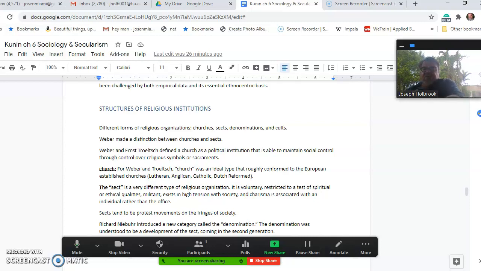For them, church was an ideal type that roughly conformed to the European established churches, such as the Swedish Lutheran Church, the Anglican Church, the Catholic Church, or in Holland, the Dutch Reformed Church. That would be church, which is coterminous with society and the state, and people are born into it, not by individual choice of conversion, but by birth.